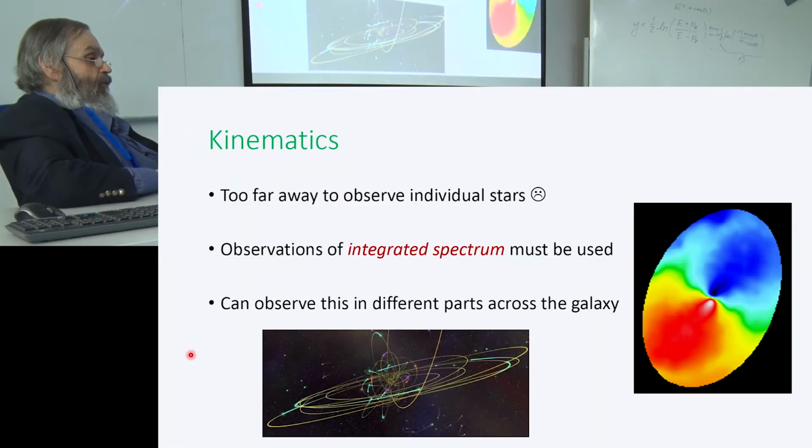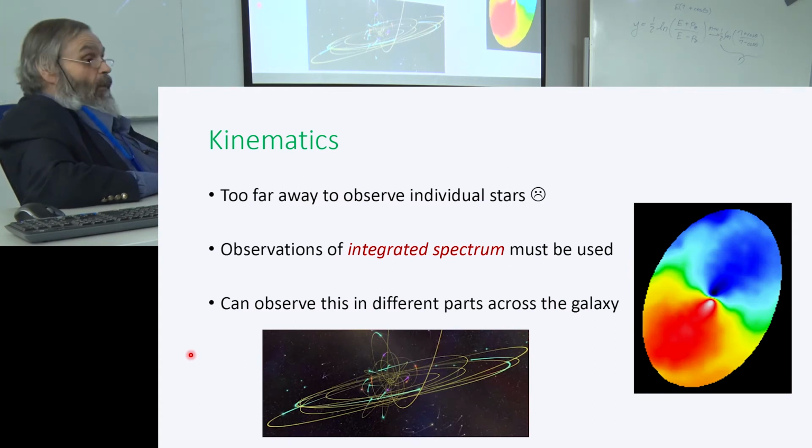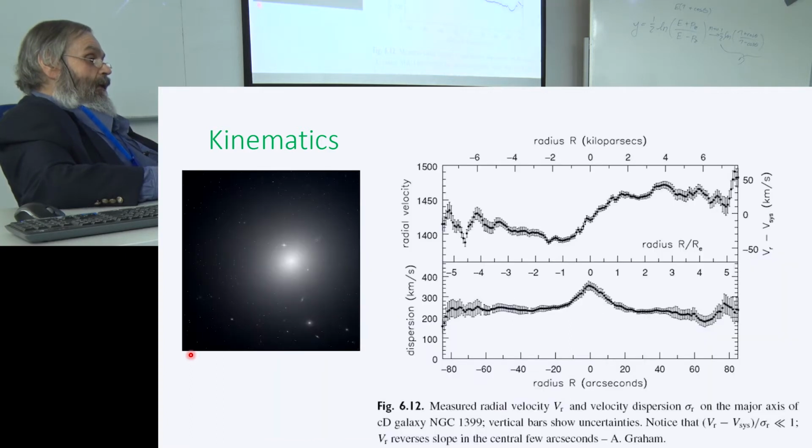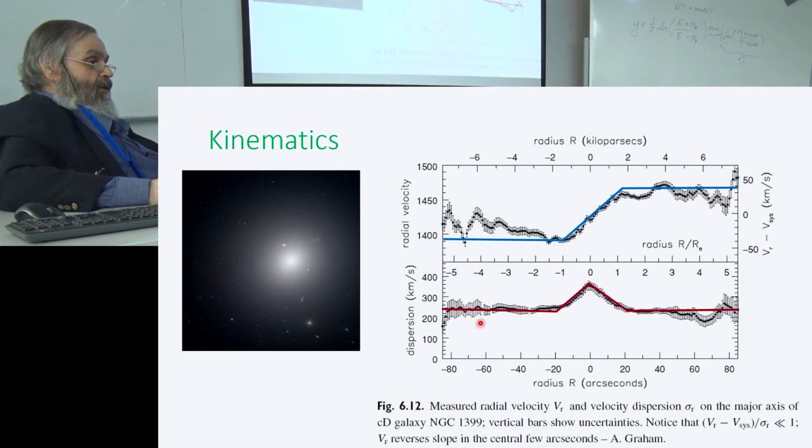So this is part 2 of the elliptical galaxy material. These galaxies are too far away to observe individual stars, so the poor people working in this field have to use integrated spectra to try to work out what's going on, which is a real problem. Here's your typical kinematics for an elliptical galaxy. This is a radial velocity measured across the face, and you can see there's clearly some rotation in here. And this is the velocity dispersion, which is certainly higher in the centre.